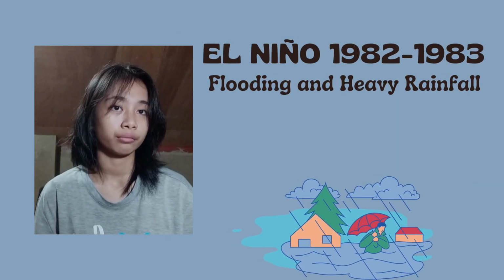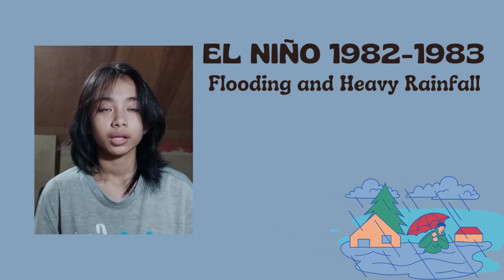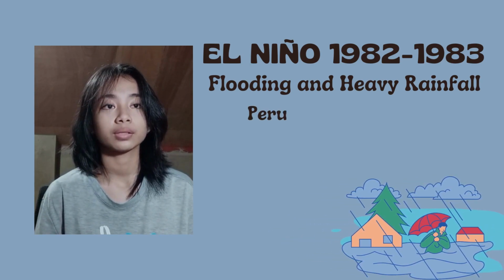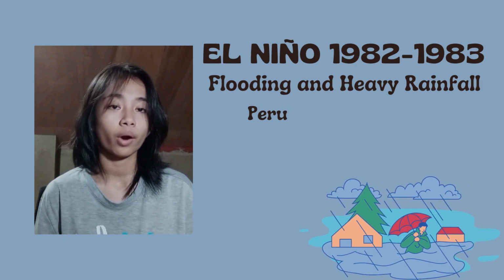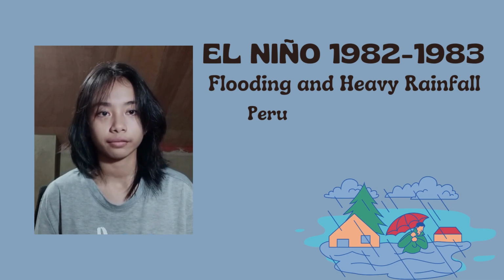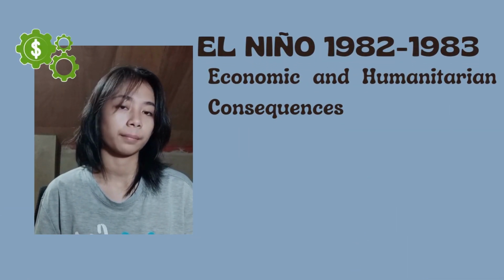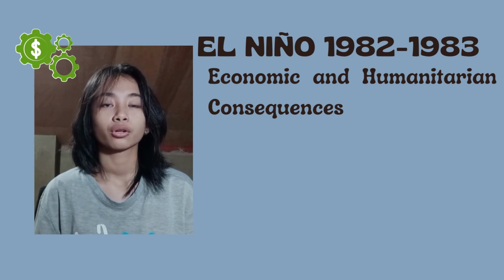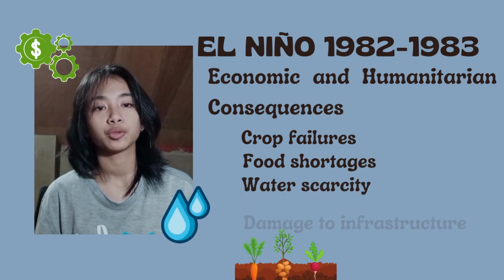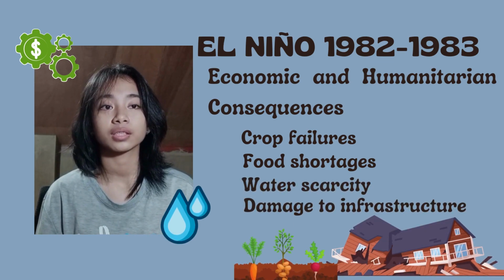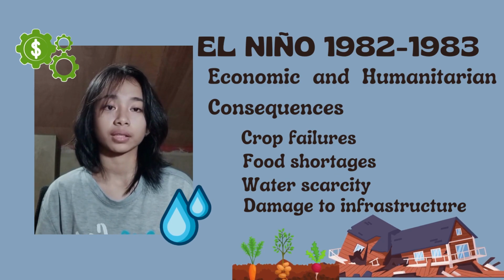Flooding and heavy rainfall. Some areas encountered increased rainfall and flooding. Peru, in particular, witnessed intense precipitation and devastating flooding, causing widespread damage and loss of life. The El Nino of 1982 to 1983 had substantial economic and humanitarian impacts. Crop failures, food shortages, water scarcity, and damage to infrastructure resulted in significant economic losses and humanitarian crises of affected regions.